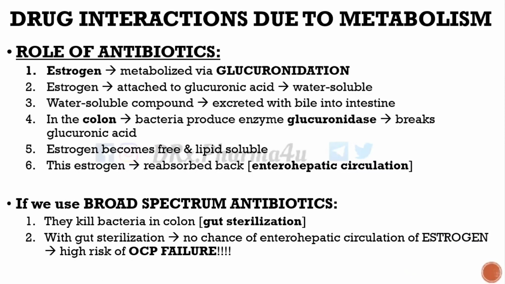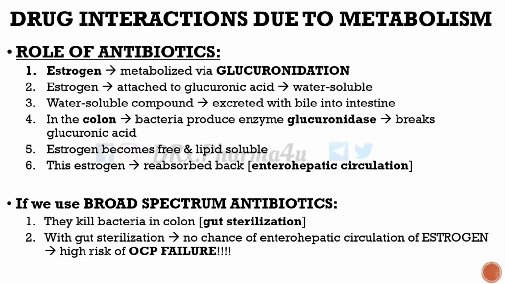Estrogen is actually metabolized via glucuronidation. So estrogen is attached to glucuronic acid, which becomes water soluble. This water soluble compound is excreted with bile into the intestine. And when it goes into the intestine, there is an area called the colon. In the colon, bacteria produce an enzyme known as glucuronidase. This glucuronidase breaks glucuronic acid. Now the estrogen becomes free and lipid soluble. And this estrogen comes back into the circulation. This process is known as enterohepatic circulation. So if you are studying pharmacokinetics, you may have come across this term.